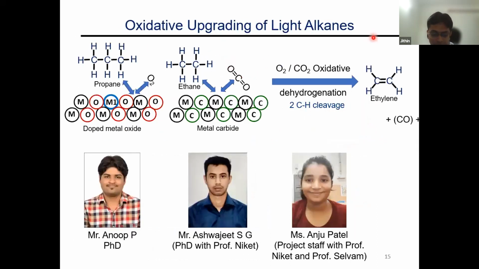So the next topic that I'll briefly discuss is converting alkanes to alkenes. This is a dehydrogenation reaction. 2 alkanes that we are working with is propane and ethane. We are interested in looking at 2 kinds of catalysts. One is a metal oxide and the other is a metal carbide. Both of them are fairly complex catalysts because their structure undergoes severe changes during reaction, and understanding what is the actual structure under reaction conditions that is responsible for the actual reaction is something that we are trying to understand.